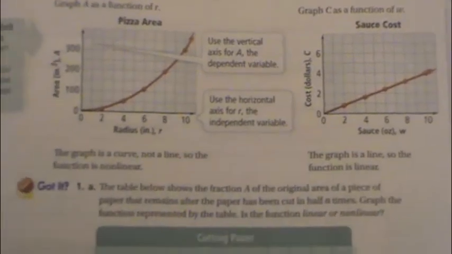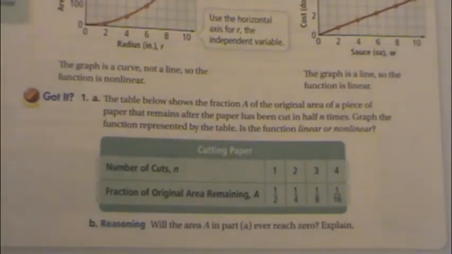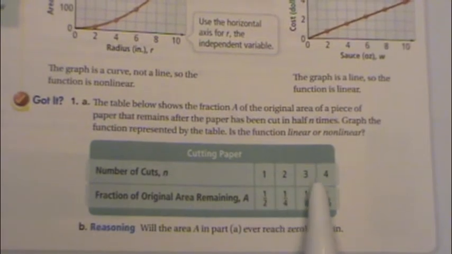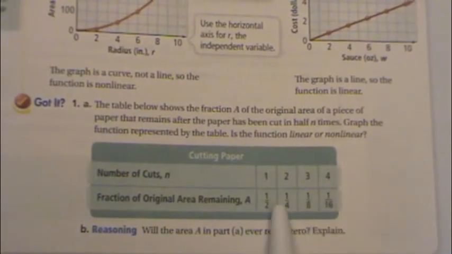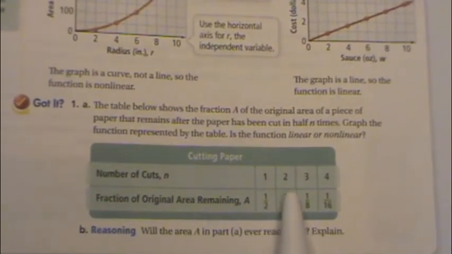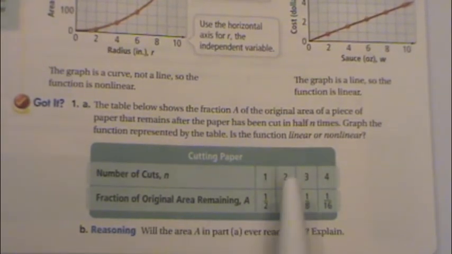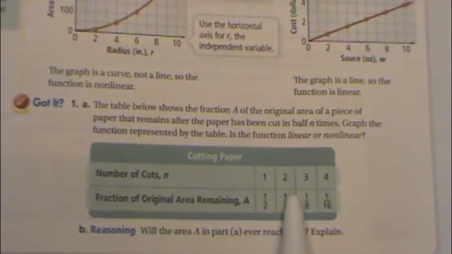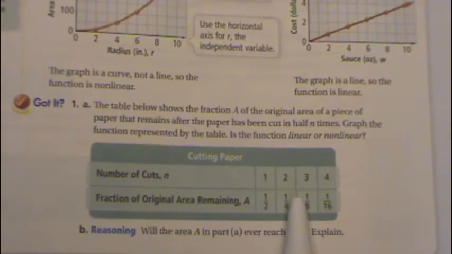So you get to practice this now with Got It number 1. They've given you the numbers to plot. Figure out what the scale is going to be on your graph. You must use graph paper. Get this drawn, and then check your graph with mine.